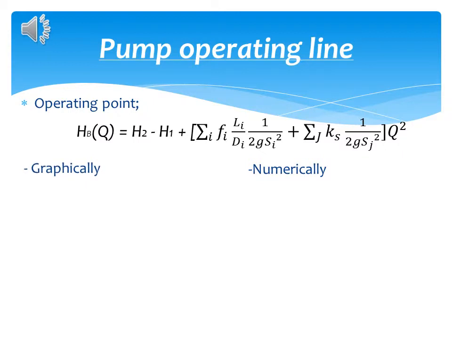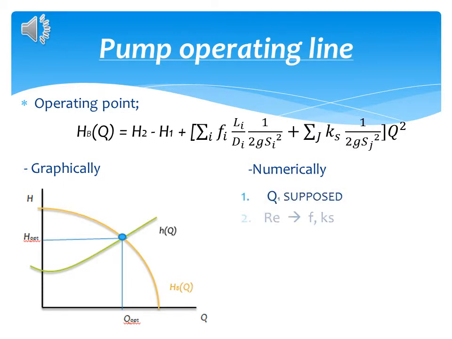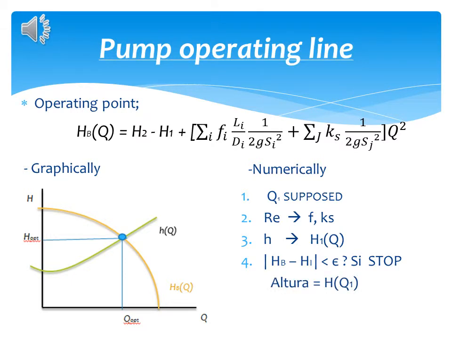Graphically, this method consists in representing the graphs of the installation and the pump. The cut point of the two curves will be the operating point. Numerically, it is an iterative method. First a flow is supposed, then Reynolds is calculated in the pipe to determine the loss coefficients, and the losses are calculated. You get the loading height of the installation, which is equated to the value of the loading height provided by the pump with the supposed flow. If the difference is admissible, the iterative method stops. If not, another flow is supposed.